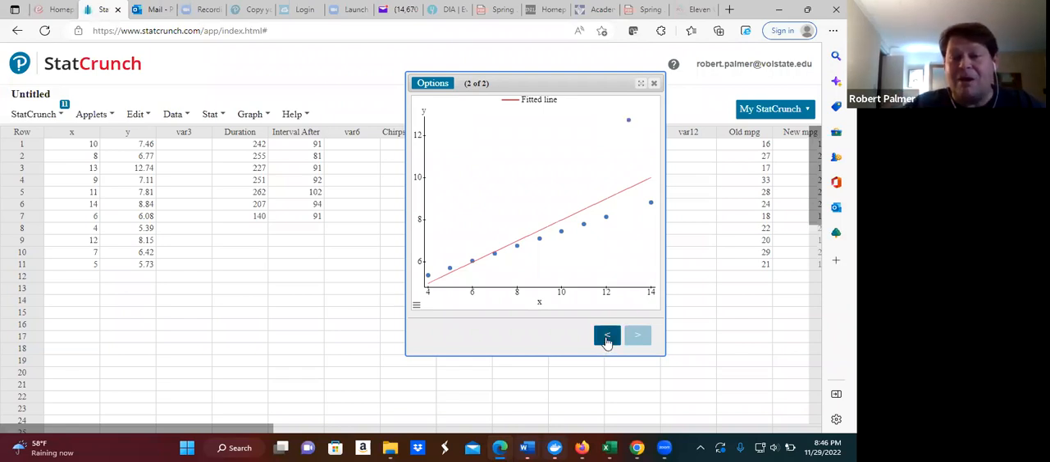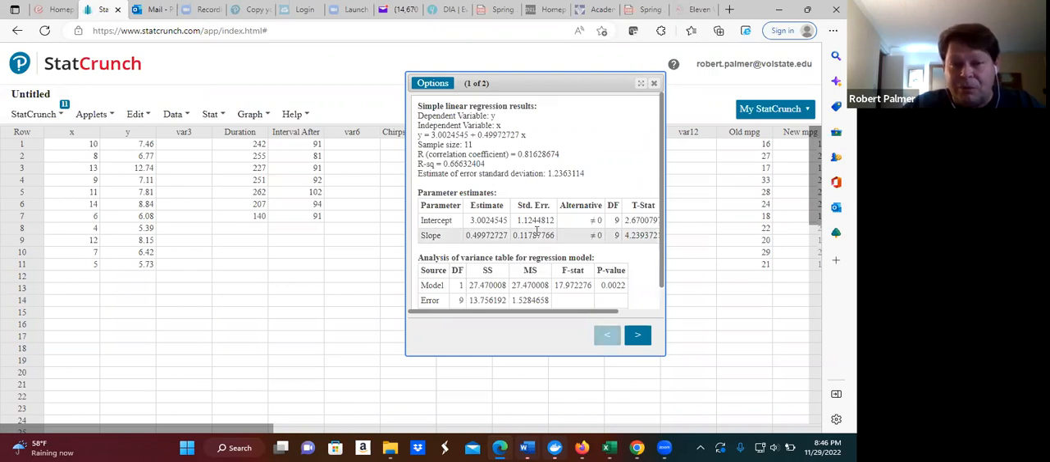Now let's go back here and get the equation of our regression line, which is actually this right here. In fact, let me just copy this. Don't copy all of it.